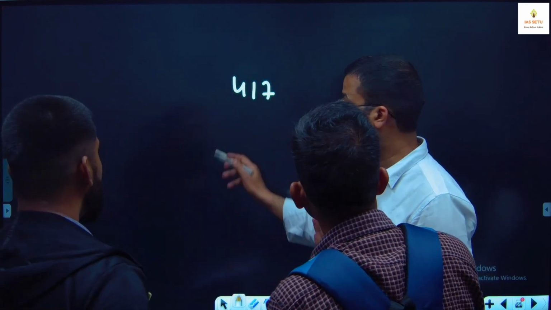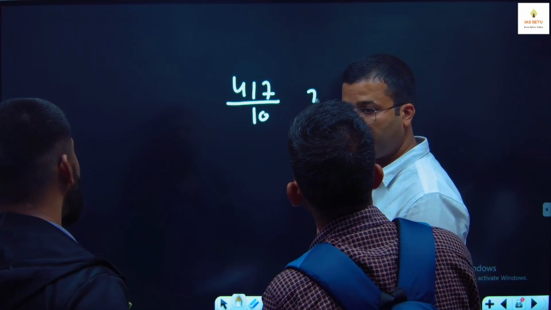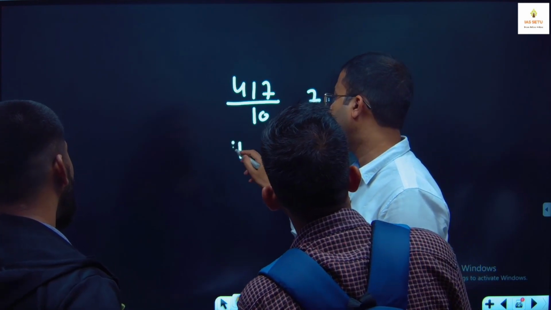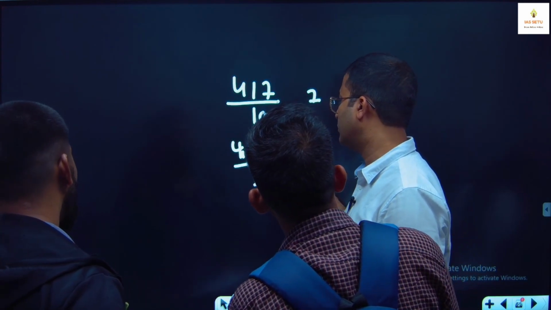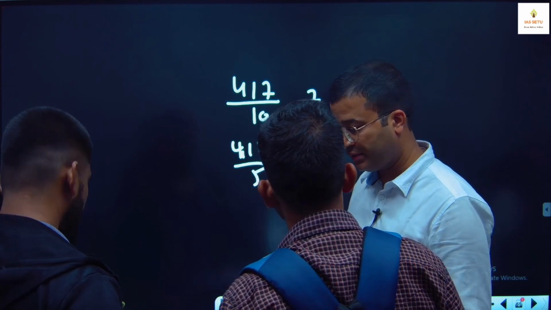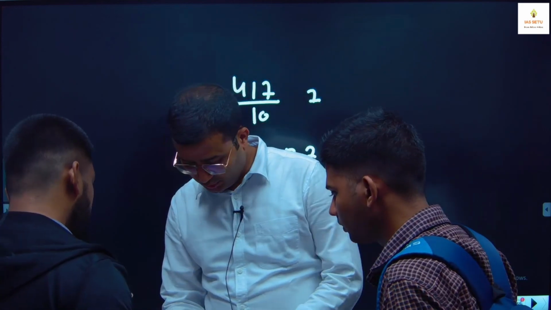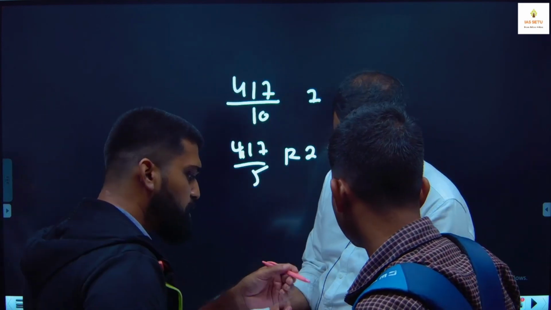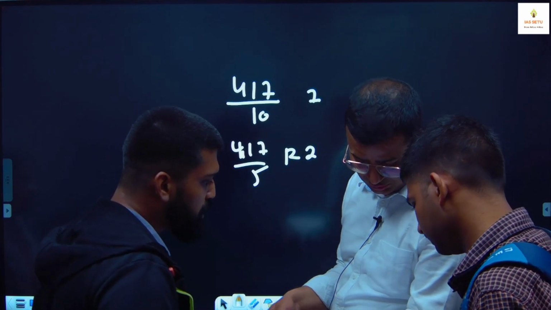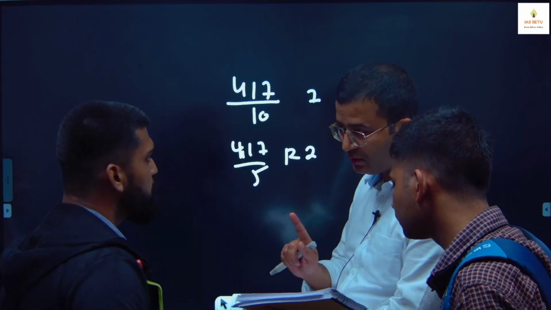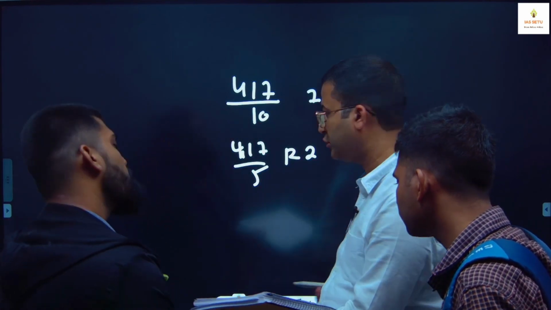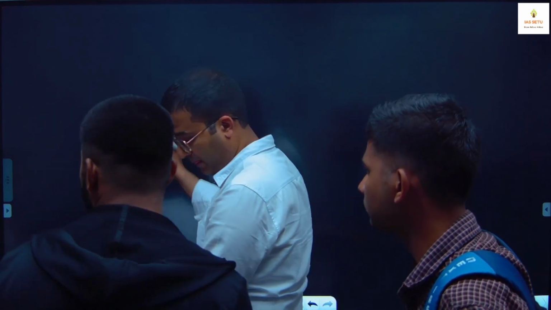It is 417. When you divide it by 10, what is the remainder? 7. When you divide it by 5, what is the remainder? There is no guarantee. Yes, what is your doubt? Question number 17, 16 to 20. All I take one, you try again, otherwise you can ask me tomorrow. One minute.